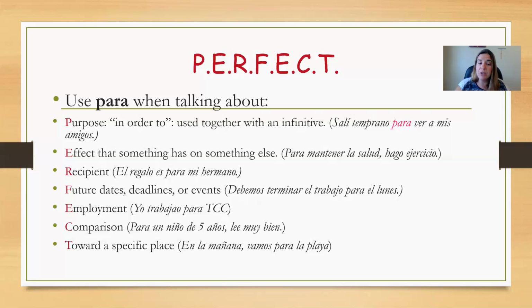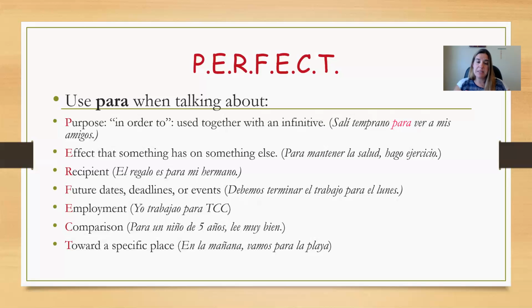Comparison. Para un niño de 5 años, lee muy bien. So compared to other 5-year-old kids, this one reads really well. Compared to para una mujer de España, compared to other women, or just any kind of comparison. You can use para and then the comparison to follow.